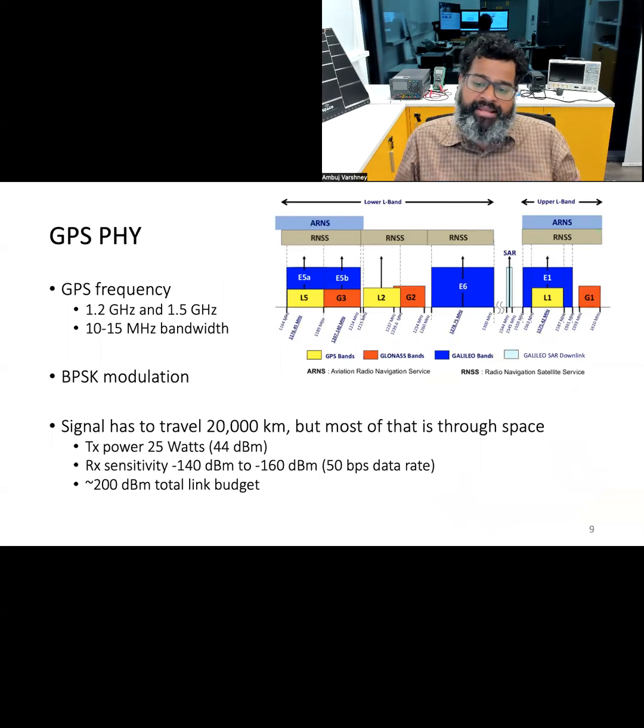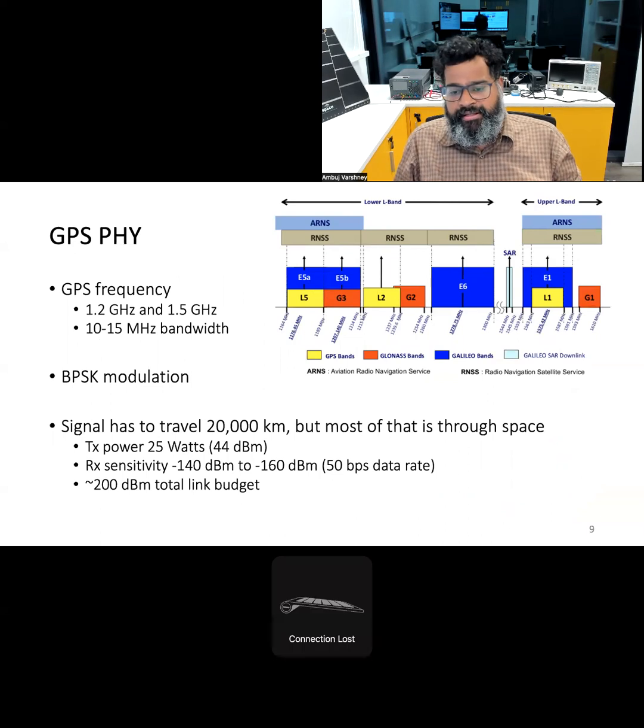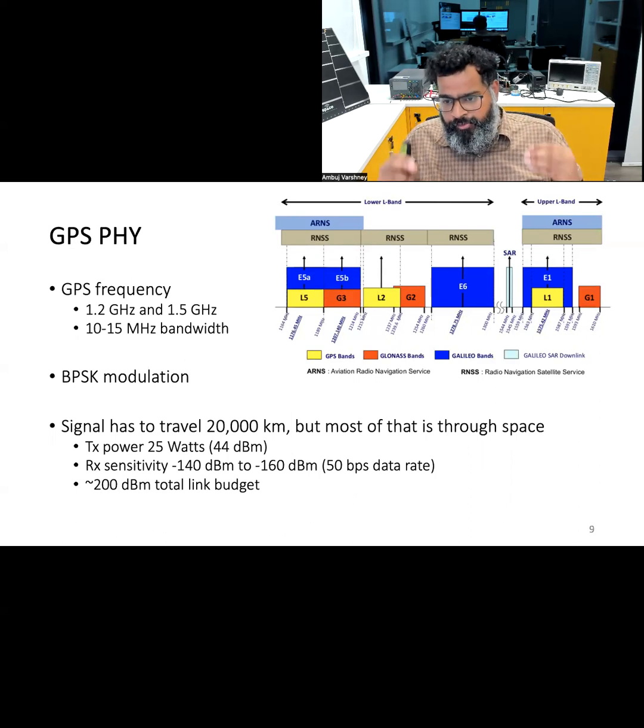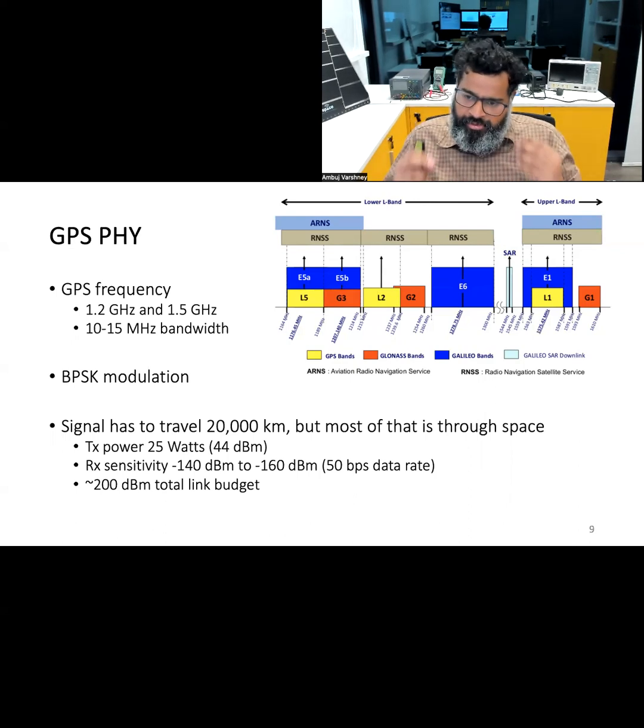So how do the physical layer characteristics of GPS look? Typically, GPS signals are transmitted in the frequency band of 1.2 to 1.5 gigahertz, and they take a bandwidth of about 10 to 15 megahertz. Signals at this frequency are not absorbed by the atmosphere. This allows them to traverse a distance of 20,000 kilometers from the satellite to the GPS device with very little or no obstruction.